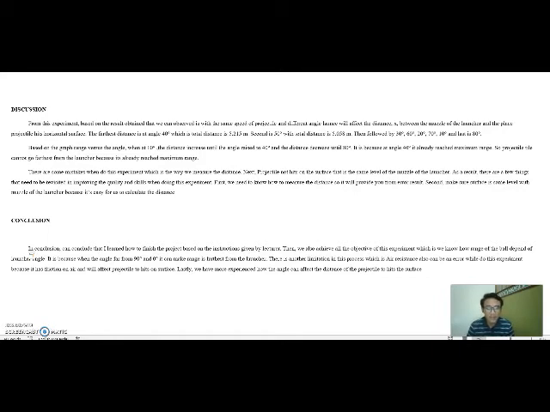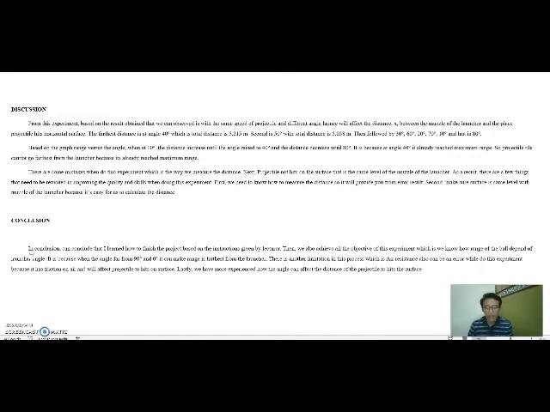There were some mistakes when doing the experiment, which is the way we measured the distance. Next, the projectile did not hit a surface at the same level as the muzzle of the launcher. As a result, there are a few things we need to revisit to improve the quality and skill in doing this experiment. First, we need to know how to measure the distance so it will prevent error in the result. Second, make sure the surface is at the same level as the muzzle of the launcher because it is easier for us to calculate the distance. So this is the conclusion.